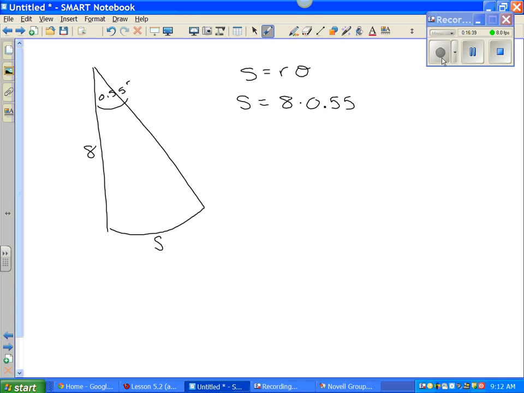So now I'm going to do what? Multiply it. What do I get? 4.4. Careful. What's the unit? What's the unit? What is this that I'm looking for? It's feet, right? The length. Feet. So watch your units. The only time you're going to use radians is if you're finding the angle. Okay? Good. We getting it? Awesome.